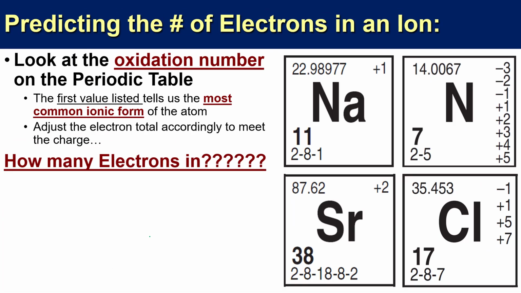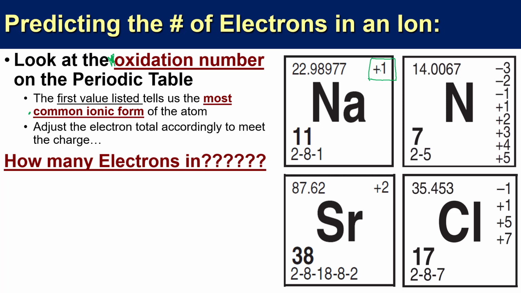So the skill that we have to learn is how to predict the number of electrons in an ion. The key to that is looking at something called the oxidation number. If you look at your periodic table, the oxidation number is this value, or you can notice here for nitrogen, values that fall on the upper right-hand corner and get listed downward. What's cool about that is the first value that is listed tells us the most common ionic form.